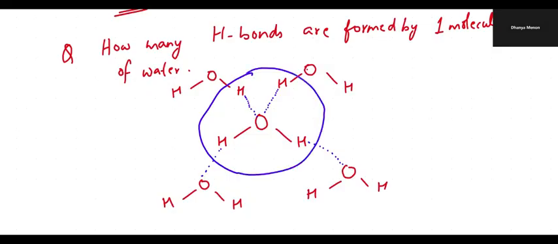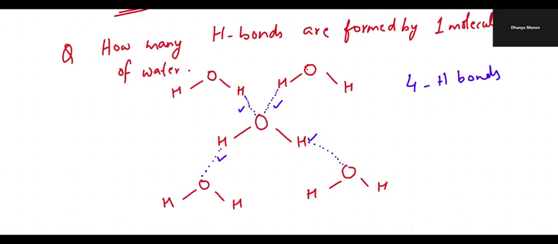This is one bond it is forming, second bond, third hydrogen bond. I am talking about hydrogen bond only, fourth hydrogen bond. So how many hydrogen bonds are formed? 4 hydrogen bonds by one molecule. Okay, so I did the circling wrong. So I have to circle in this way.